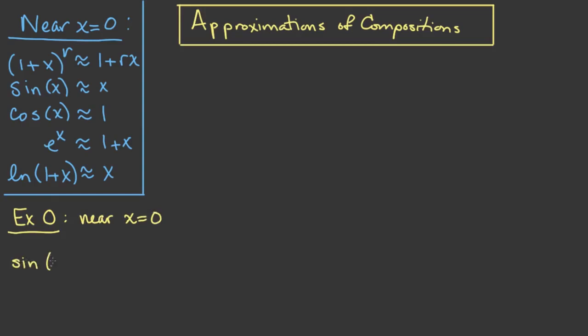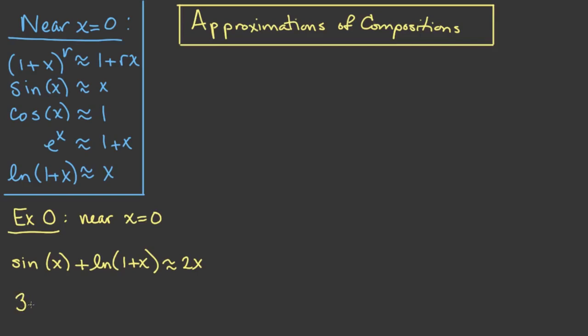So for example, suppose I'm interested in the sum sine of x plus log of 1 plus x near x equals 0. To find the linear approximation of this sum, I just take the sum of the linear approximations. From this table, we see that sine x is approximately x near 0, and log of 1 plus x is also approximately equal to x near 0, so the sum is approximately equal to 2x near x equals 0.